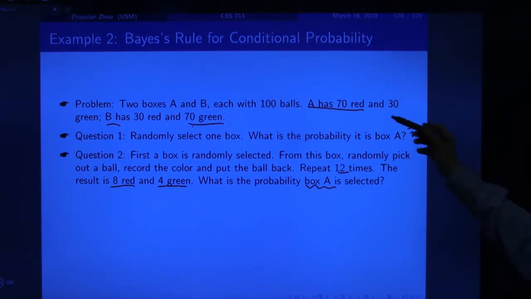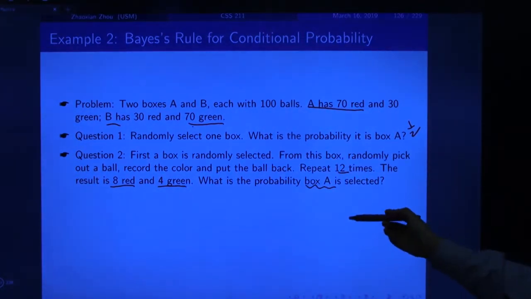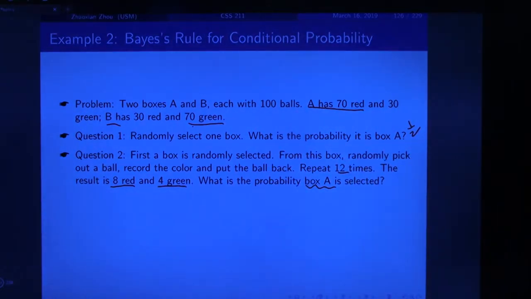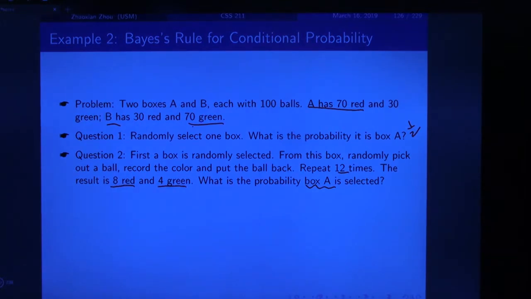We know A has more red, and B has more green. And of the 12 balls, we have 8 red, 4 green. So what is the probability that the box you choose is box A? You may guess right now. If we do not do this experiment, we said 50%. Now we know this, we have this condition. We know of 12 balls, 8 are red, 4 are green. So what's the probability it is still box A? Now you may say, okay, still 50%.